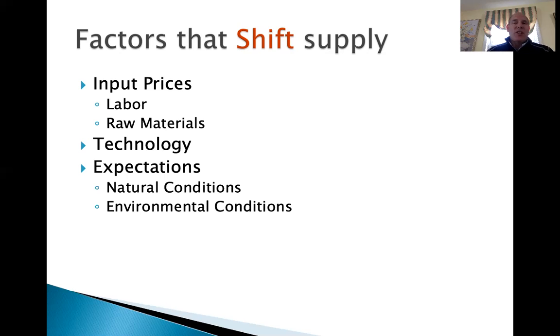Expectations, natural conditions, and environmental conditions can shift supply. Just think about global warming and how that is going to impact the supply of specific quantities or agricultural products. And the number of sellers determines supply.